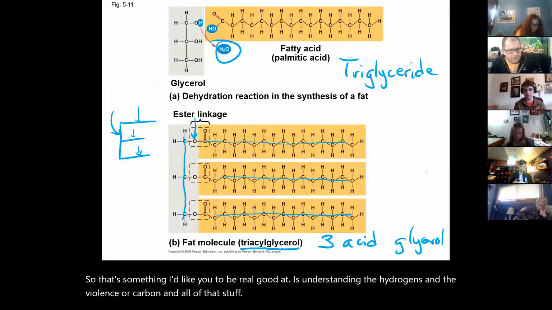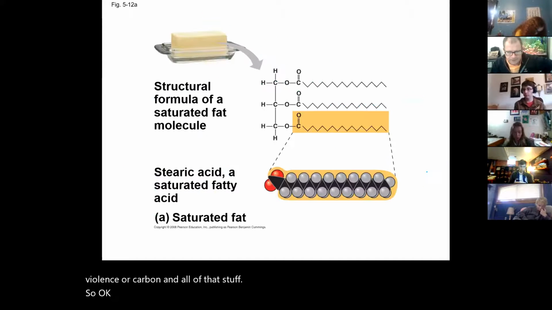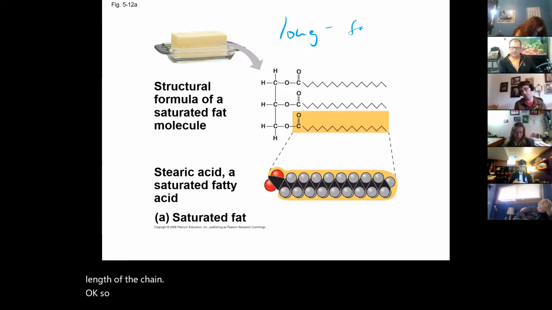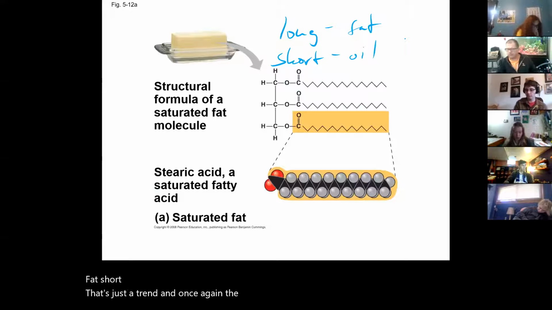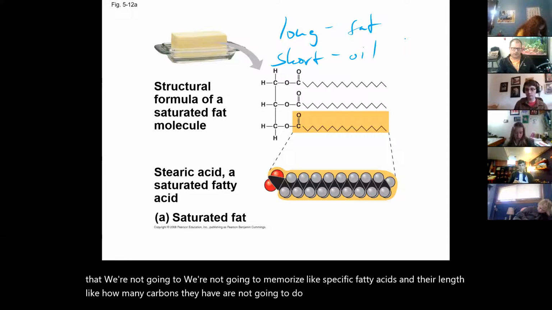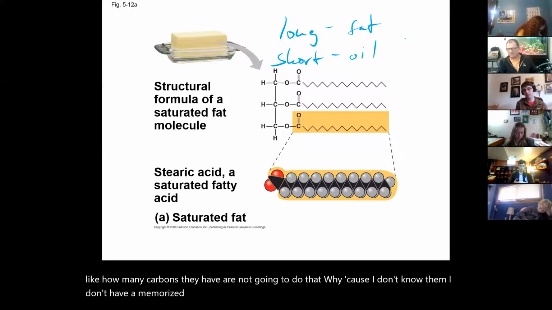So anyway, I think it's time for us to talk about trans and cis. I think that'd be a good idea. One thing that determines whether lipids are solid or liquid, whether they're fats or oils, is the length of the chain. So long, fat; short, oil. That's just a trend. And once again, the actual number, who cares? I'm not going to worry about that. We're not going to memorize specific fatty acids and their length, like how many carbons they have. Why? Because I don't know them. I don't have them memorized. I know some, but I don't want to memorize all those, so I'm not going to make you do it.